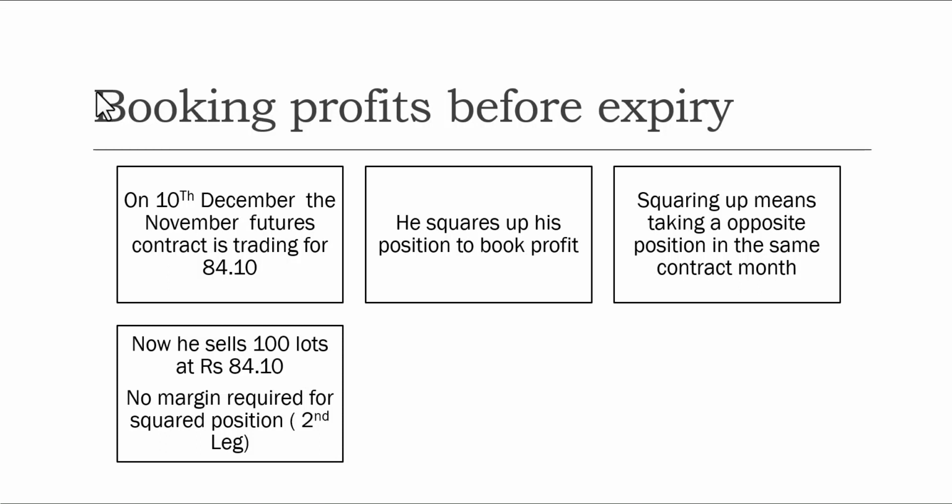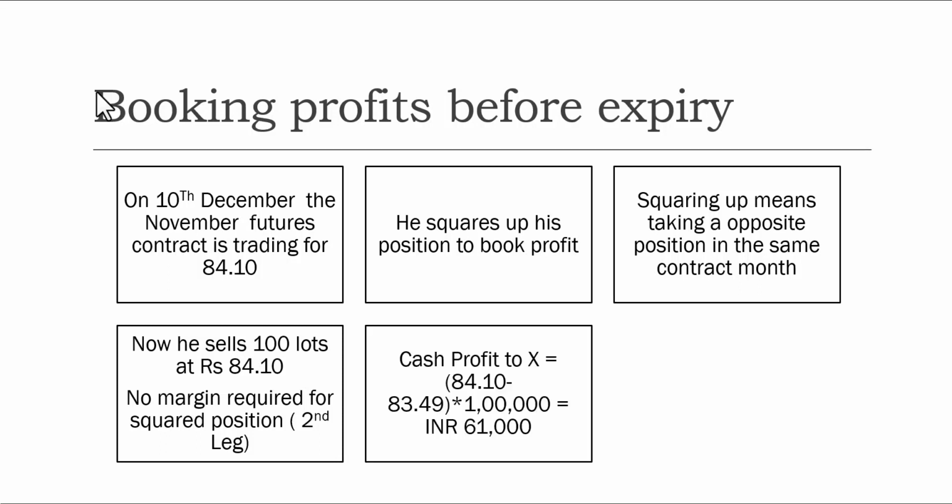Now he sells. What he does first, he takes an opposite position. First he bought it. Now he sells at 84.1. No margin required because I have already paid a margin. So this is basically the second leg. The stock exchange is not going to ask me for another margin because both are in opposite directions in the same month. Had the month changed, then they would have asked me for the margin.